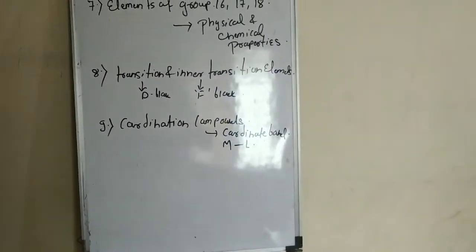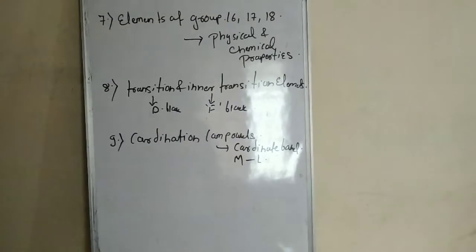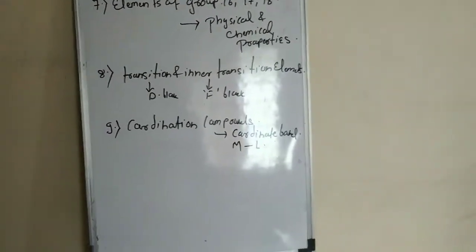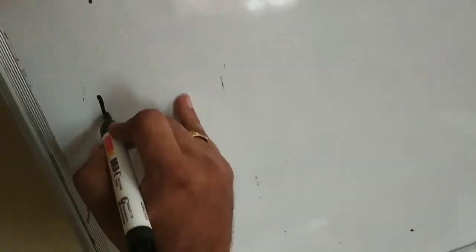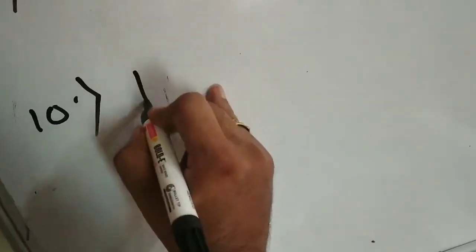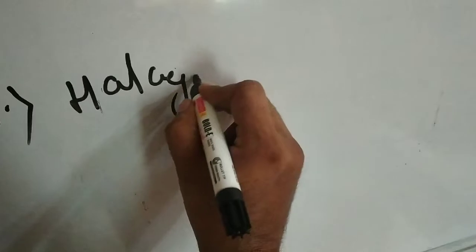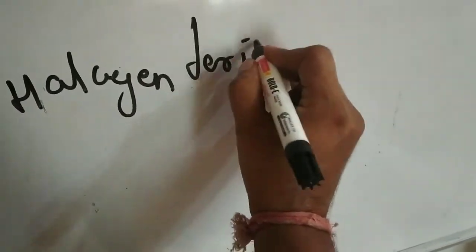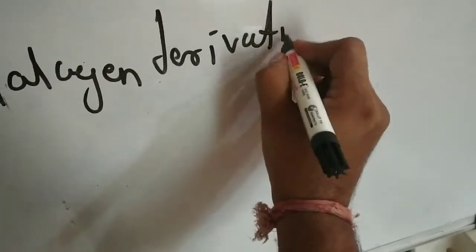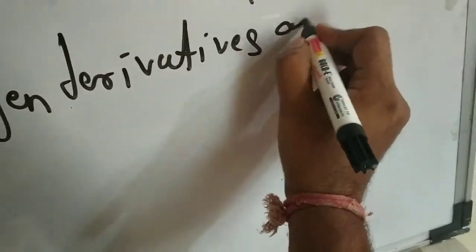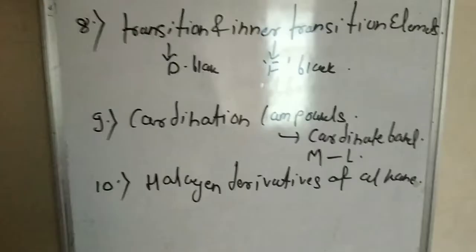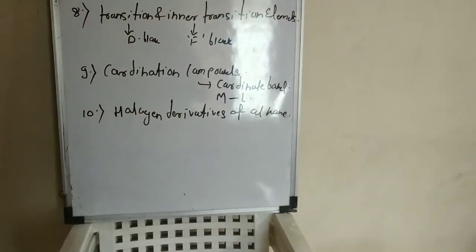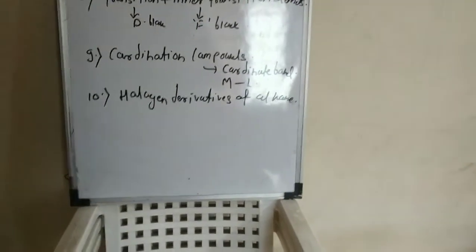First, I only wanted to give you a summarization of what all things we are going to learn in each chapter. Okay, then chapter number 10, halogen derivatives of alkane, right? So here we are going to learn about the derivatives of alkane.